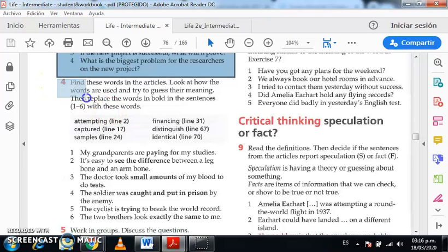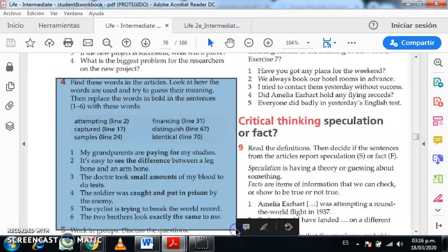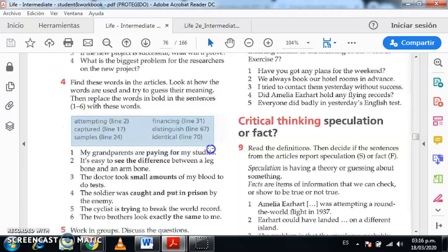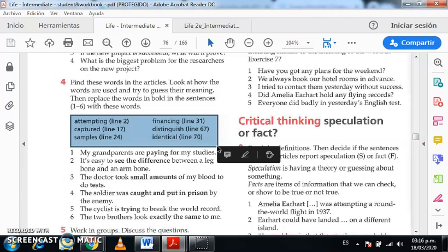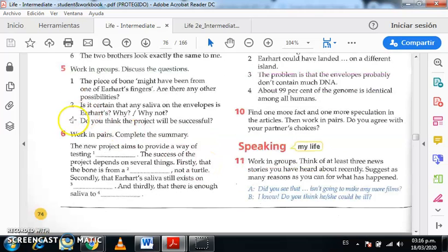You have to find these words in the article, and you have to look at how the words are used and try to guess their meaning. So maybe you have to replace the words in bold in the sentences with one of these words, and if they have the same meaning, that is the correct option. We are not going to do activity number 5, but we're going to do activity number 6.